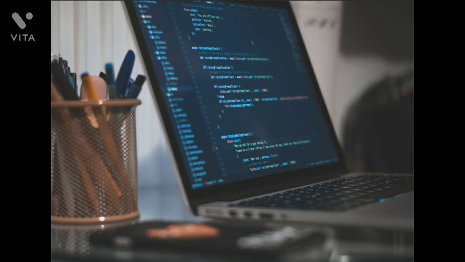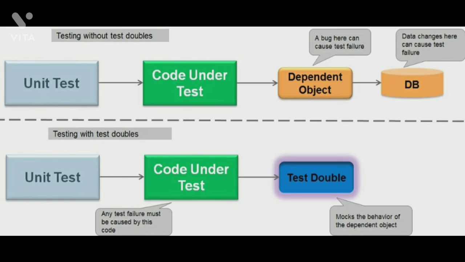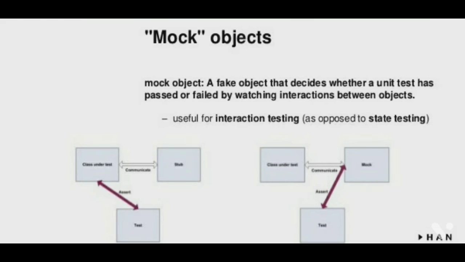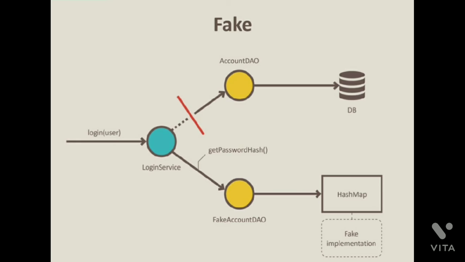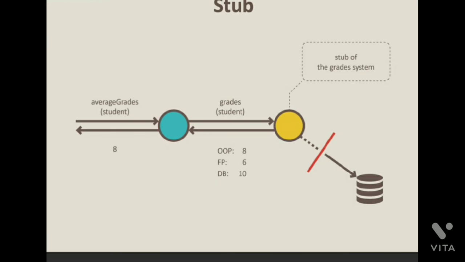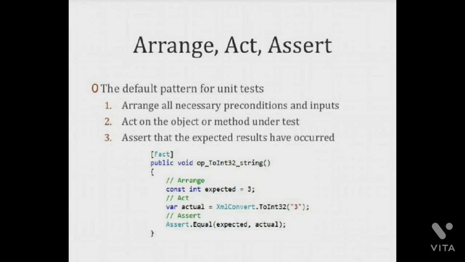For example, if I have 10 unit tests, I can write them in any order, and external dependencies are managed using test doubles such as mocks, fakes and stubs. Unit tests are written using the AAA model, which is arrange, act and assert.